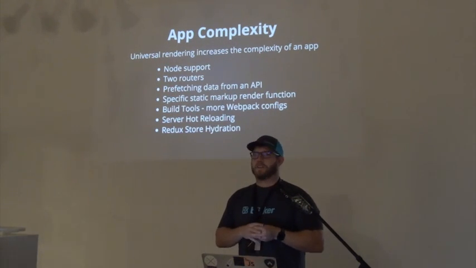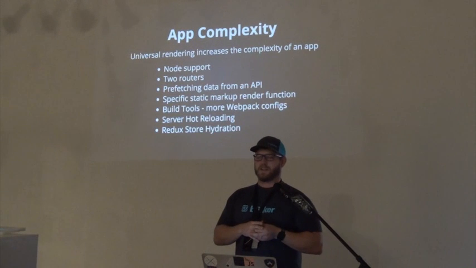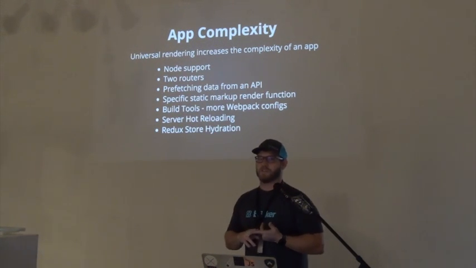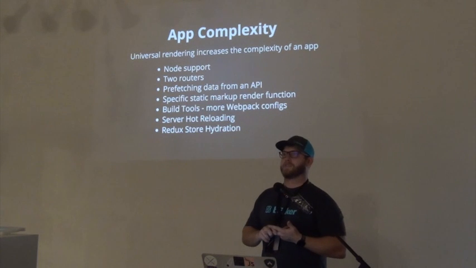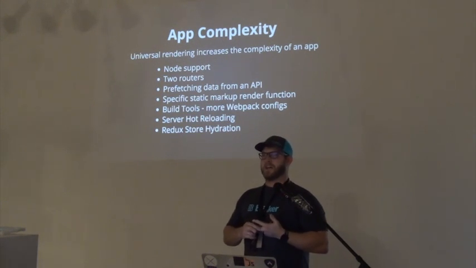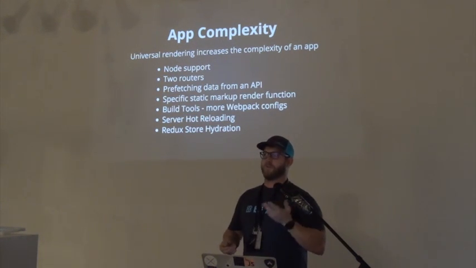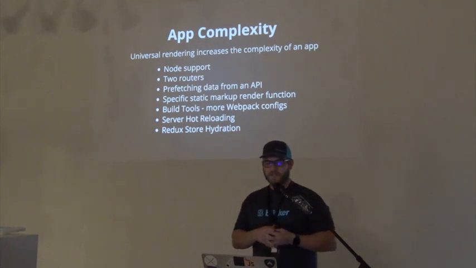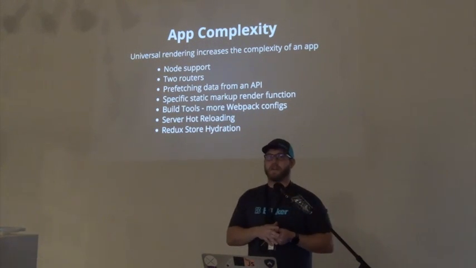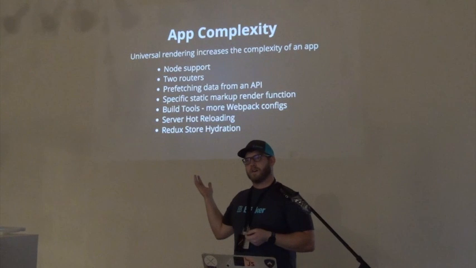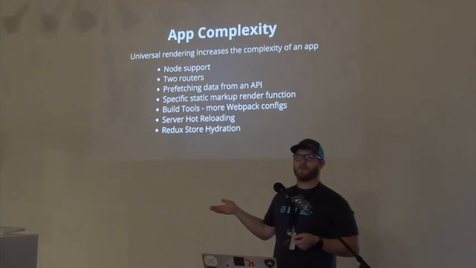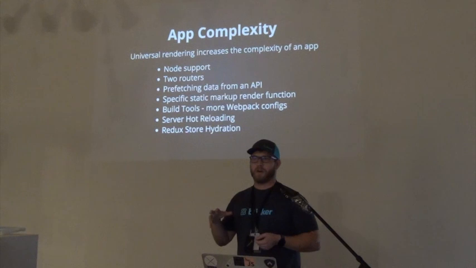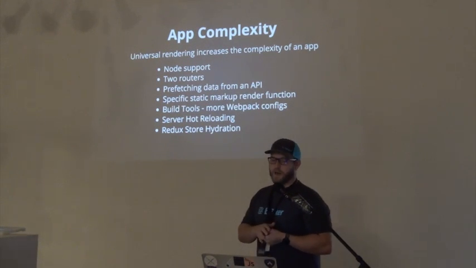But now your app's about to get a little bit more complex because now you have to support Node. That means you have to have a Node server to serve this up. You now have to have two routers: a static router and a browser router. One that the server side can handle and the other that your browser can handle. Prefetching data from an API, like I was saying before, like we have an inventory of cars. So we have to prefetch that data and then we have to render it out.